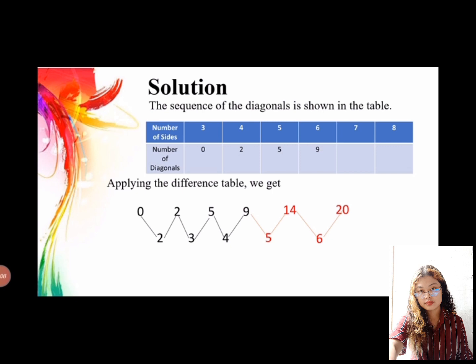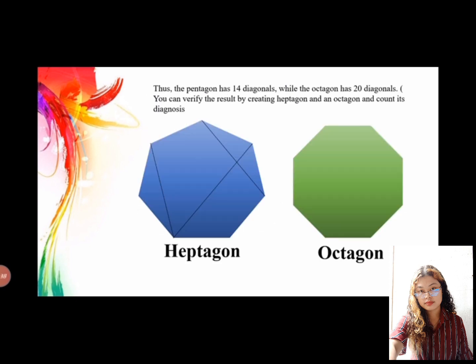Since we only add 1 more each time in the sequence, let's put the number 1 in the sequence to make it clear. Thus, the heptagon has 14 diagonals while the octagon has 20 diagonals. To verify the result of the sequence, we can draw the heptagon and the octagon and count their diagonals. Let's first count the number of diagonals in a heptagon.